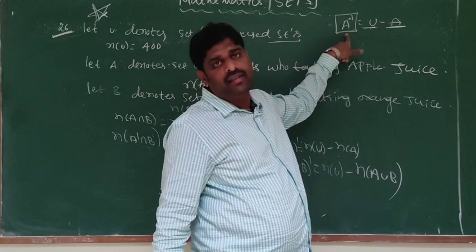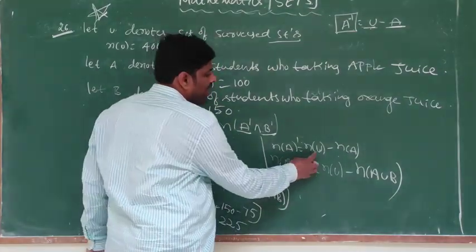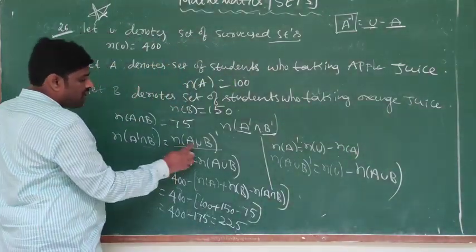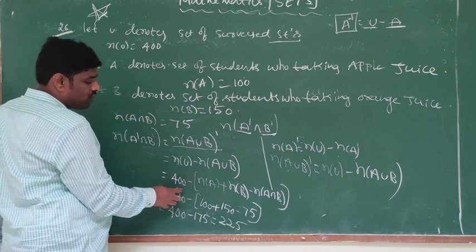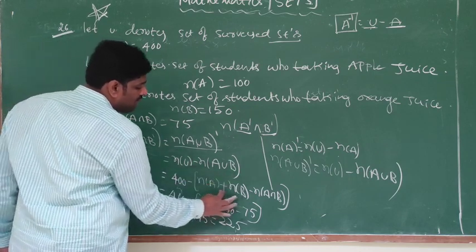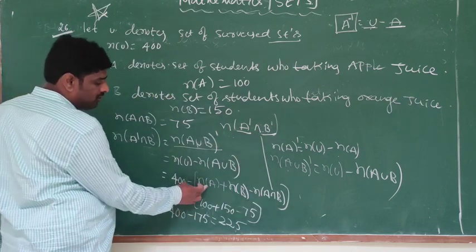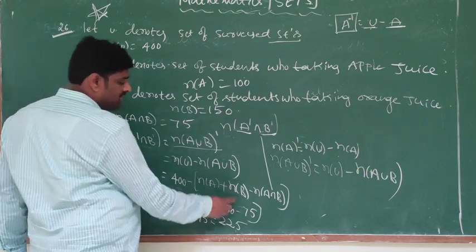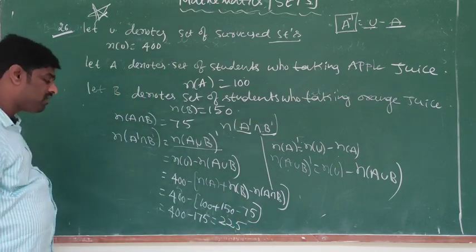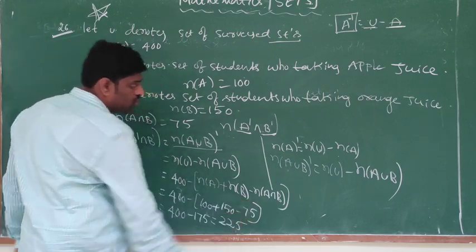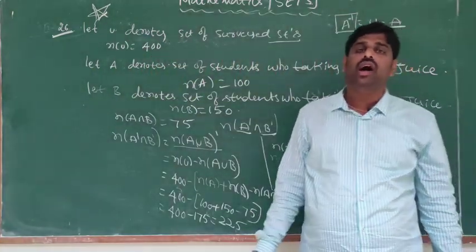A complement is A dash, and A dash is equal to U minus A. Therefore, n of A dash is equal to n of U minus n of A. So n of A union B whole dash is equal to n of U minus n of A union B. n of U is 400 minus n of A plus n of B minus n of A intersection B. That is 400 minus, 100, 150, 75. 250 minus 75 is 175, 400 minus 175 is 225. 225 people were taking neither apple juice nor orange juice.